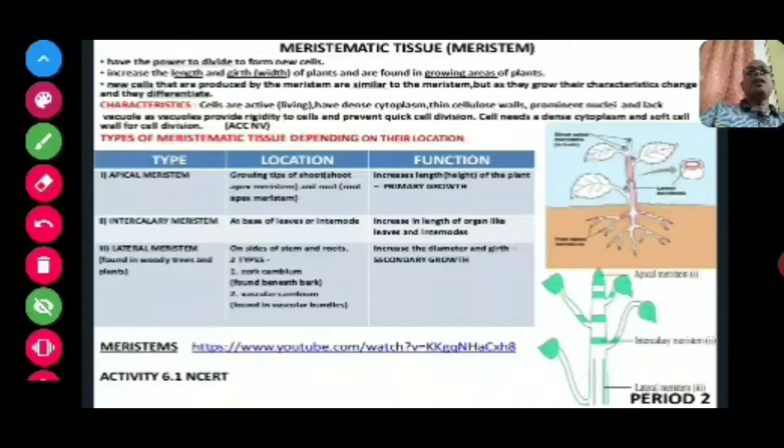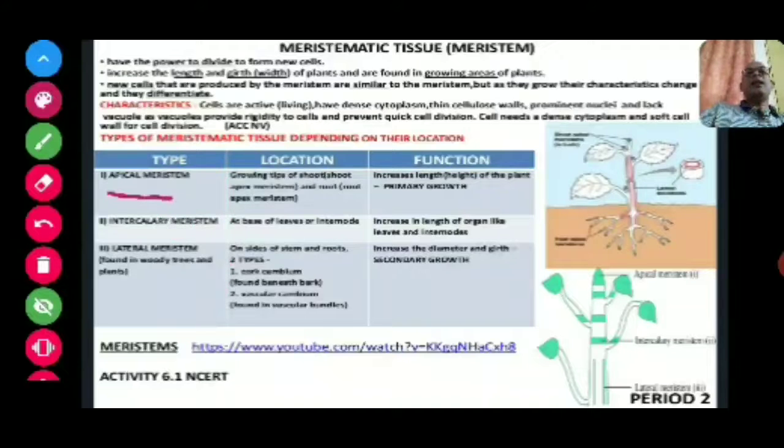Now there are types of meristematic tissue depending on their location. First is the apical meristem, second is the intercalary meristem, third one is the lateral meristem. On the basis of their location, they can be divided into these three different types.